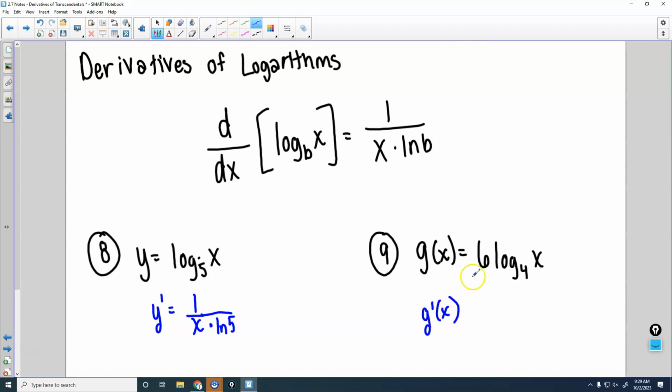For number 9, we've got 6 times the log base 4 of x. So that 6 is a scalar multiple. It's just going to hang out front. And I'm going to have 1 over x times the natural log of 4. They're probably not going to leave it like this. That 6 is like a 6 over 1. They're probably going to do it like this. And then we'll show you crazy evil stuff that they do sometimes. All right, so definitely free response, you could leave it here, or here's not very hard to get to either.